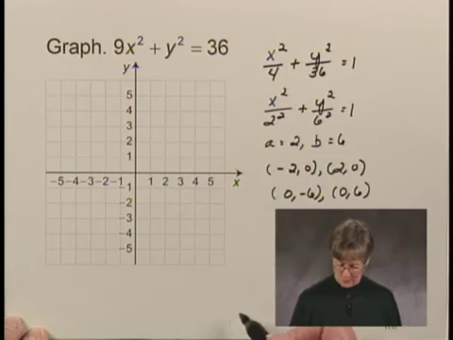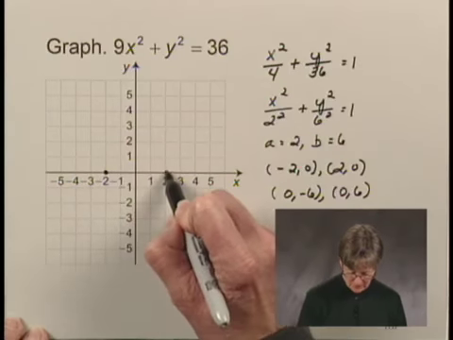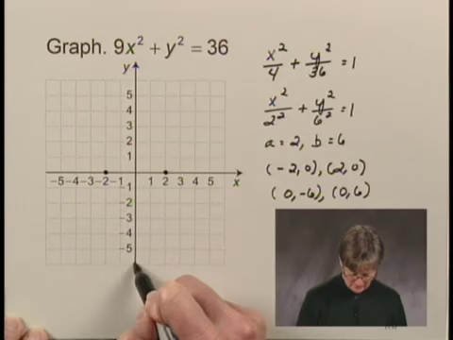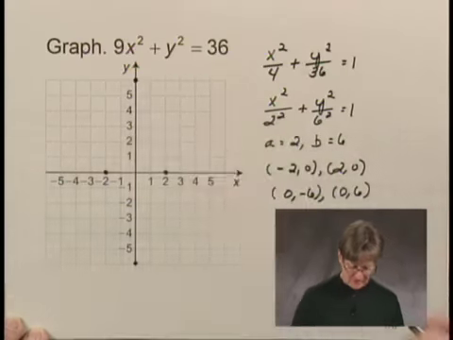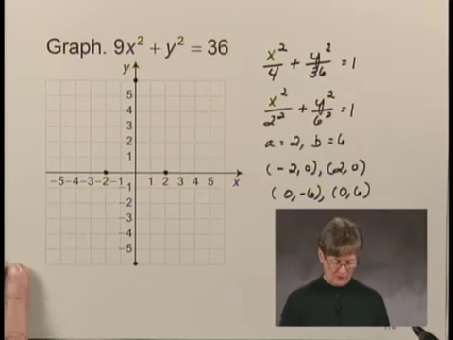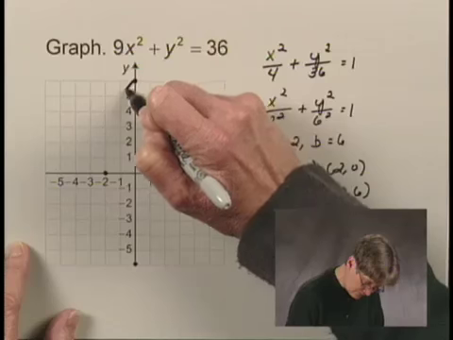And let's plot those 4 points. Here's negative 2, 0. This is 2, 0. This is 0, negative 6. And this is 0, 6. And now we'll draw a curve through these 4 points. You know, remember an ellipse is an oval-shaped curve.